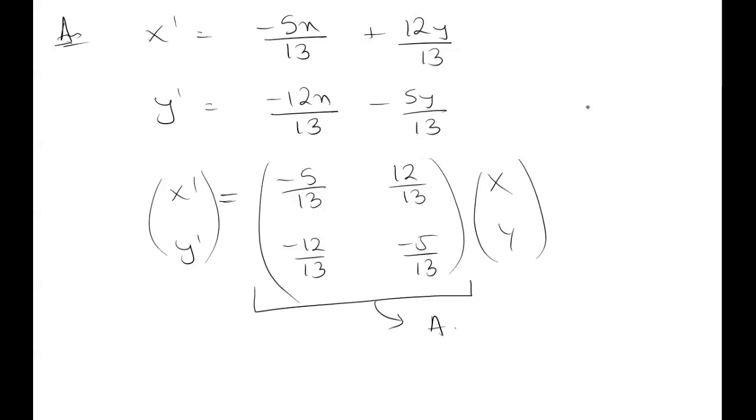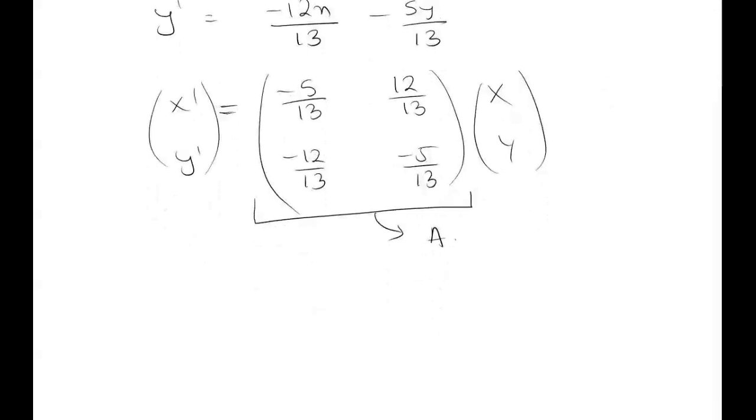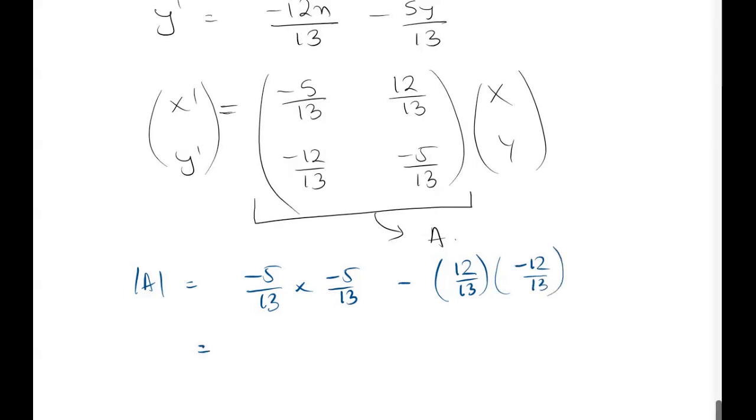First off, I'll start by finding the value of the determinant of this matrix A. The determinant of matrix A will be minus 5 by 13 into minus 5 by 13, minus of 12 by 13 into minus 12 by 13. So I'll be getting 25 by 169 plus 144 by 169, which is 169 upon 169. That gives me 1.